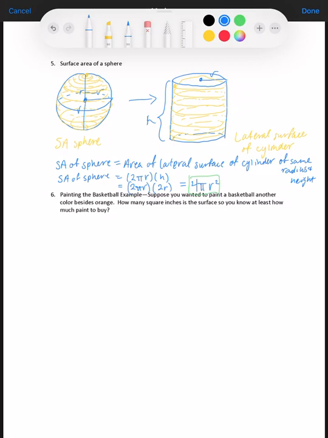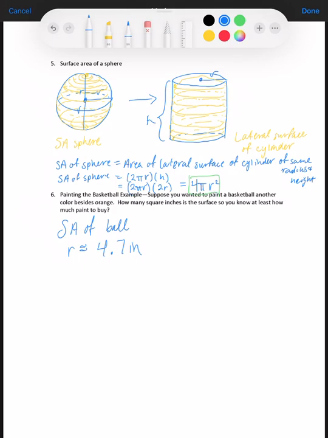All right, let's use it in an example. We're going to paint the basketball. So how about we have our regulation size basketball, and we want to paint it another color besides orange. How many square inches is the surface, so that you know at least how much paint to buy? So the surface area of the ball is what we're looking for. I know that my radius is equal to 4.7 inches from before. It's about equal to that, but it'll be good enough for our estimation purposes for our paint.